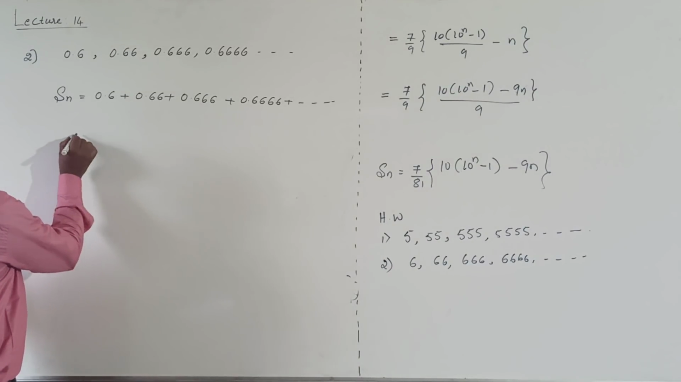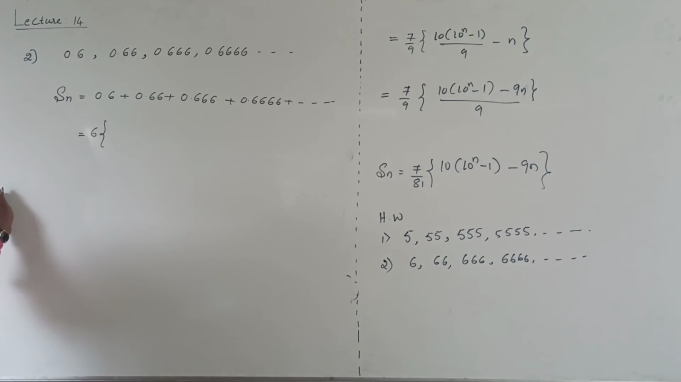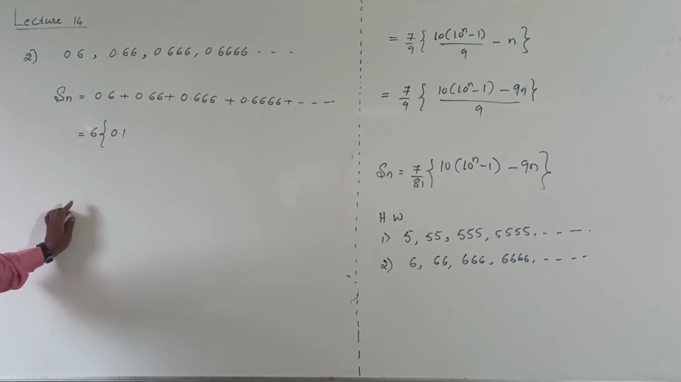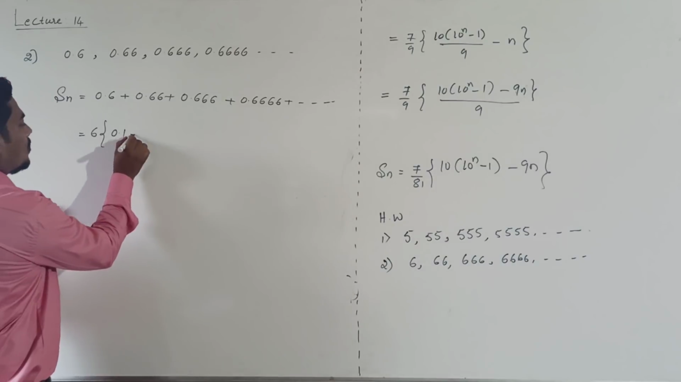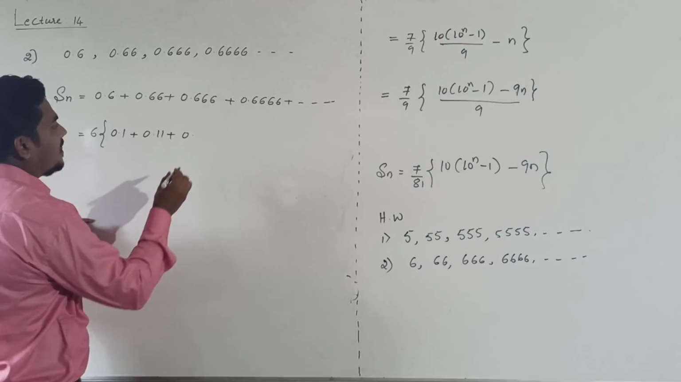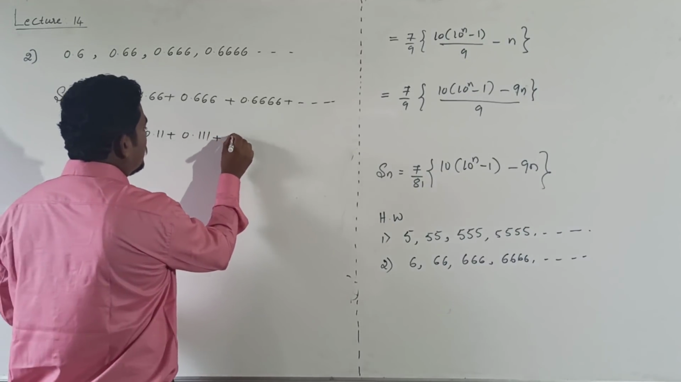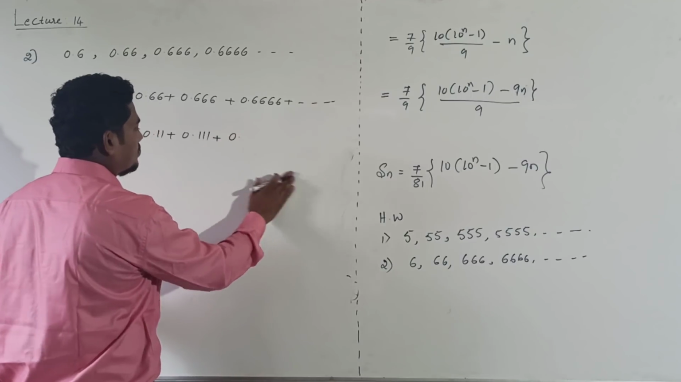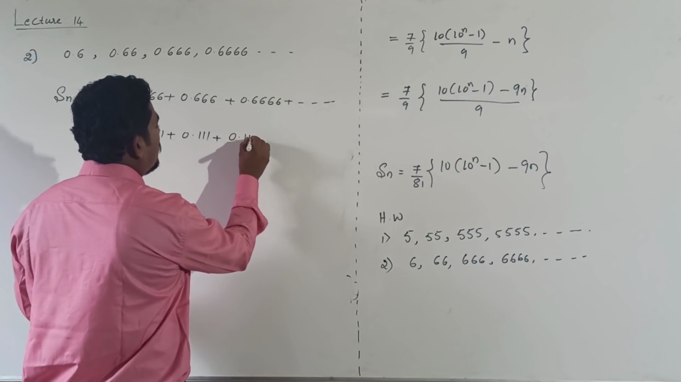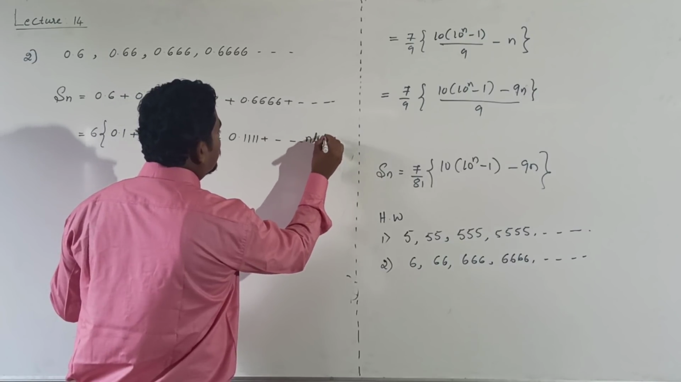In this case again taking 6 common. If you take 6 common, what is remaining? Then it will be 0.1 plus 0.11 plus 0.111 plus 0.1111 plus and so on up to n terms.